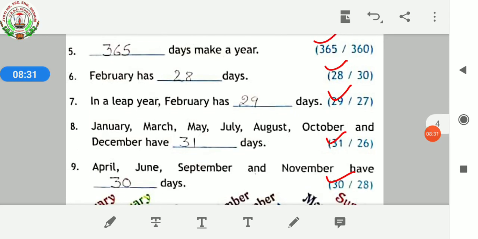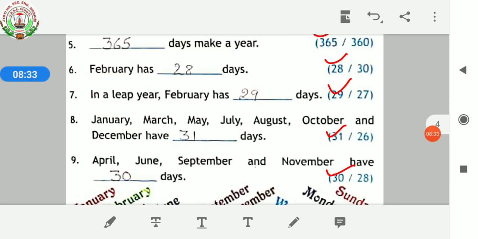Now next one is January, March, May, July, August, October and December have dash days. In the options there are both 31 and 26 given over here. So you have to write 31, means January, March, May, July, August, October and December have 31 days.